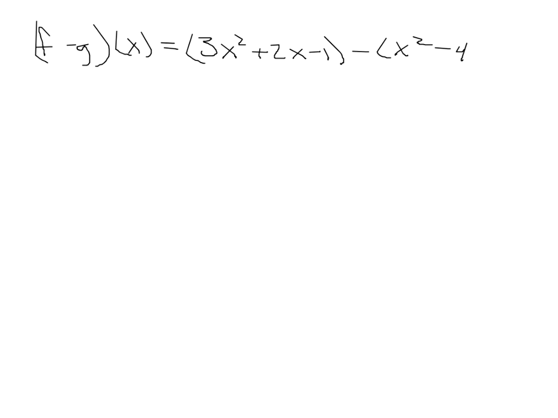Now I'm going to look at f minus g. So I get 3x squared plus 2x minus 1 minus x squared minus 4. Now the parentheses are very important. We didn't need them in the first one, but we definitely need them here, so we need to pay attention to that. We need to distribute the negative.